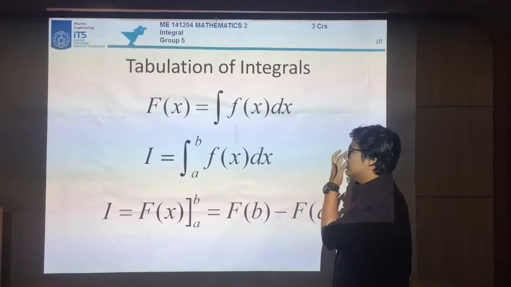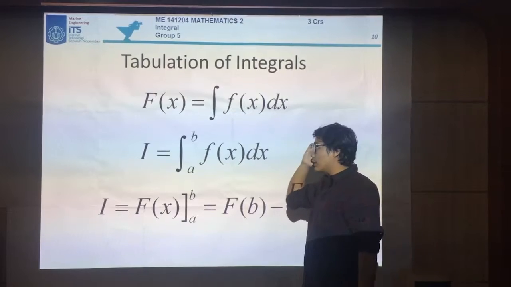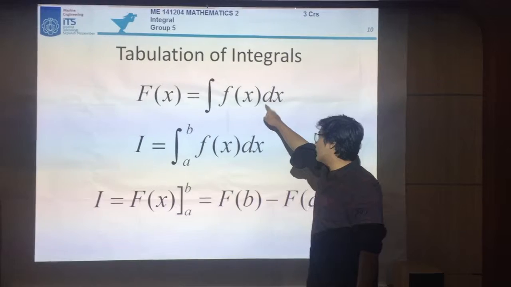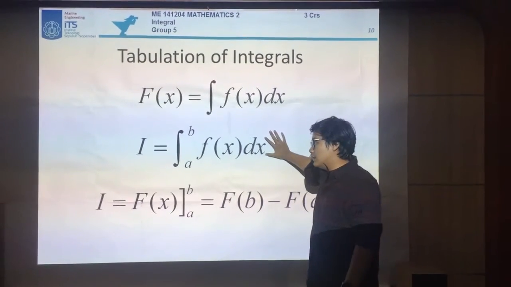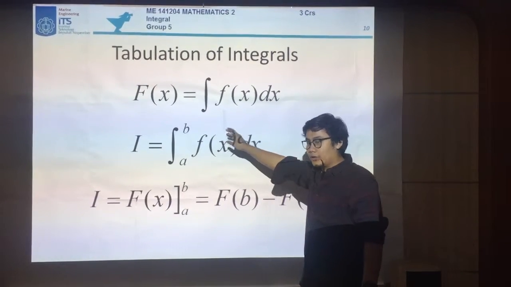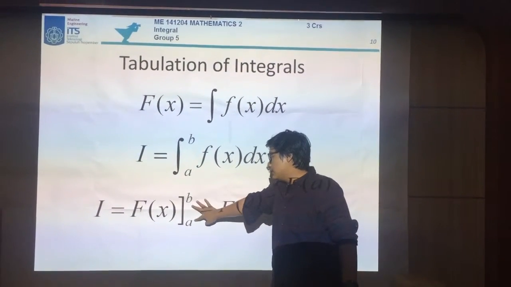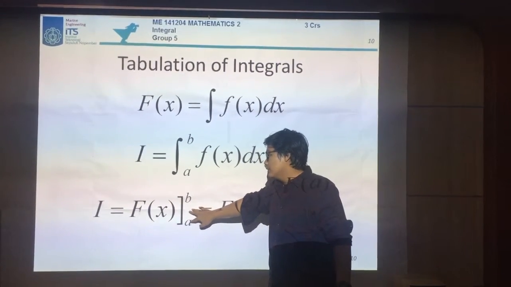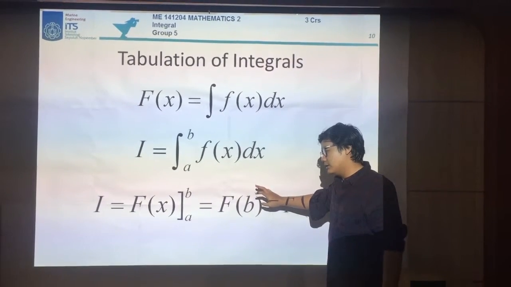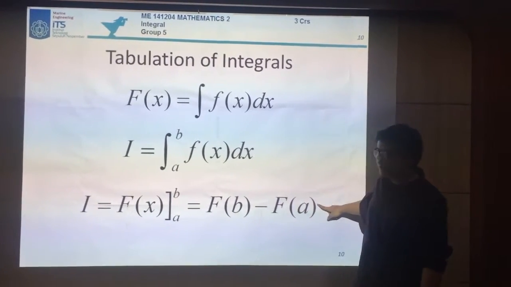Alright, I will continue my friend's presentation. And this is the tabulation of integral. This is the main formula of integral: f(x) is equal to the integral of f(x) dx, and this is the definite integral. The function is integrated with a range, f(x) dx, and then the range is substituted in the function like this. The substitution will be like this: f(b) minus f(a).